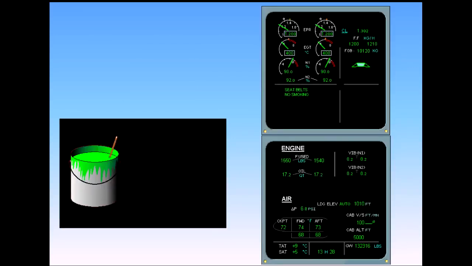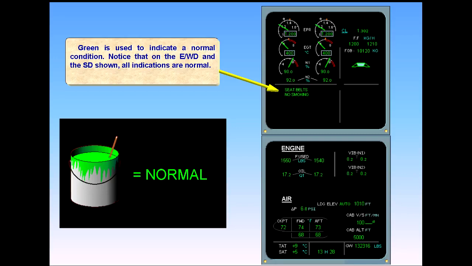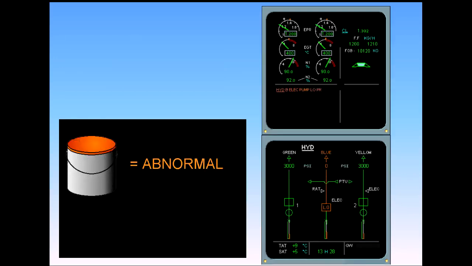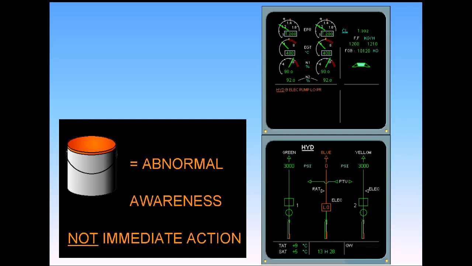Green is used to indicate a normal condition. Notice that on the engine warning display and the system display shown, all indications are normal. Amber is reserved for abnormal indications that require crew awareness but not immediate crew action. Notice on the EWD the amber failure message and on the SD the amber indications.